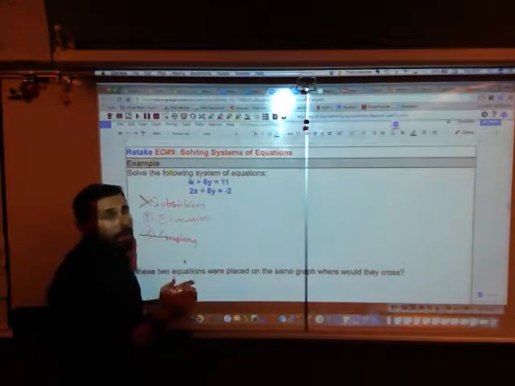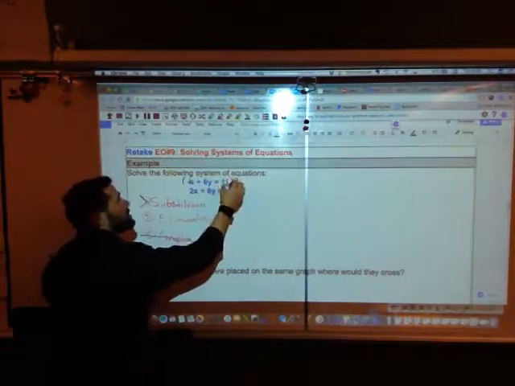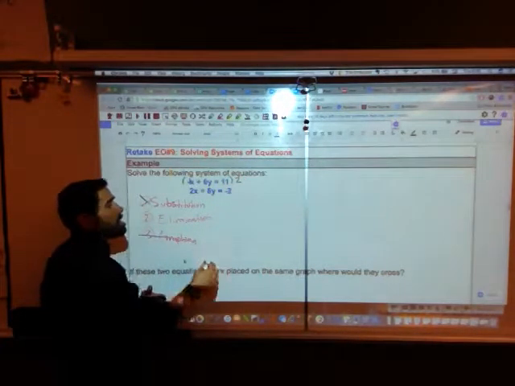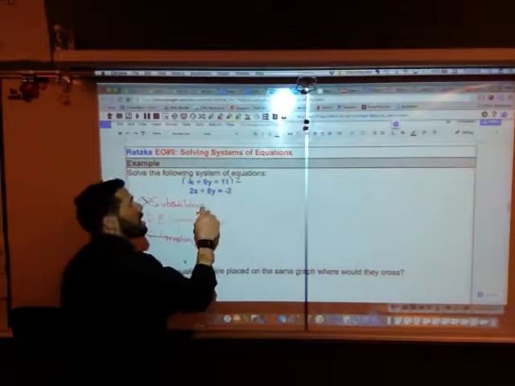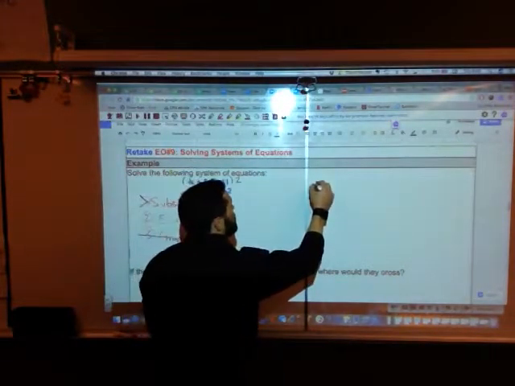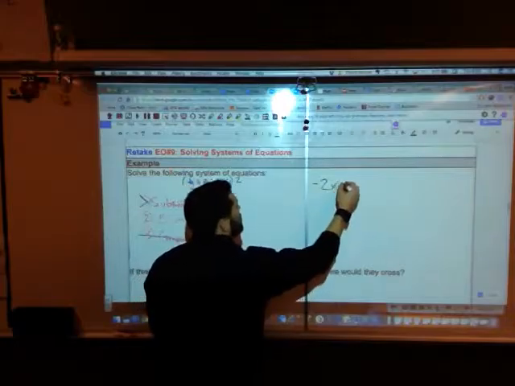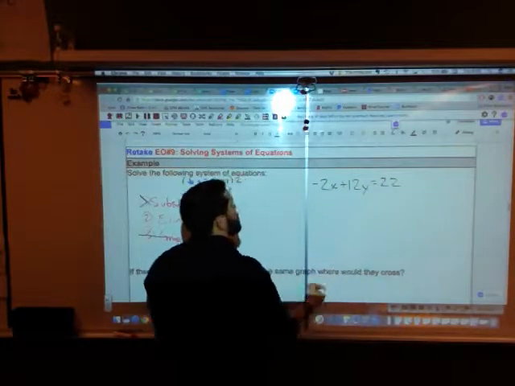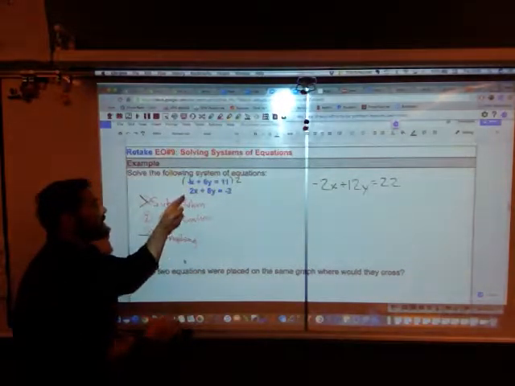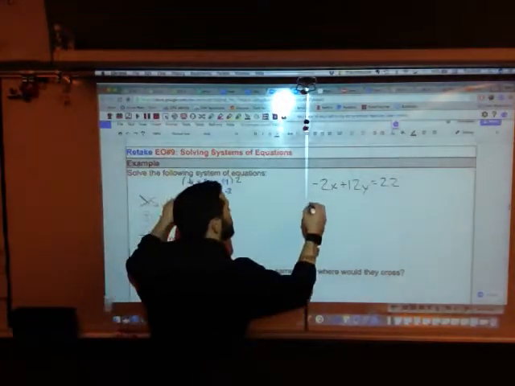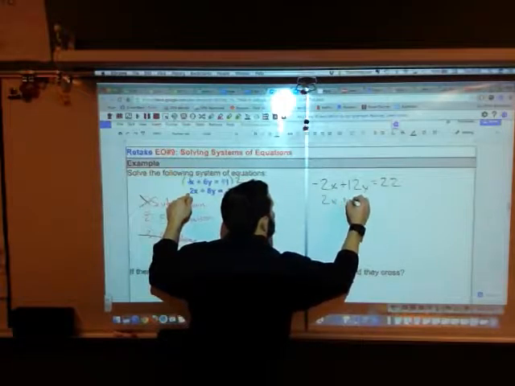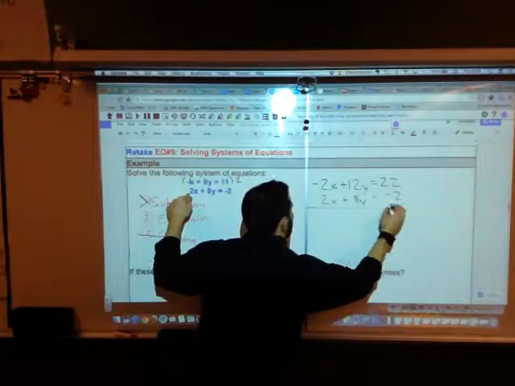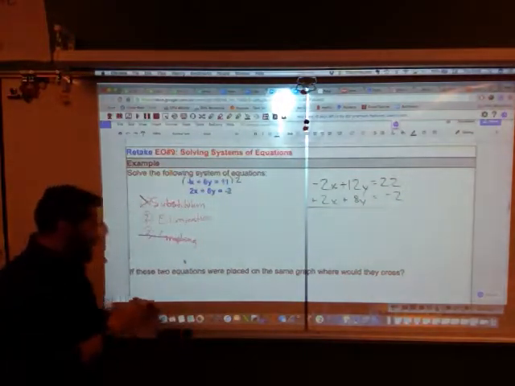So I'm going to go ahead and do that and rewrite this top equation. I'm going to take this top equation and multiply everything in it by a 2. That'll be using the distributive property, and I can rewrite that first equation as -2x plus 12y equals 22. That's the top equation. I'm going to go ahead and add that to the bottom equation, 2x plus 8y equals a -2. I'm going to take those two guys, add them up.